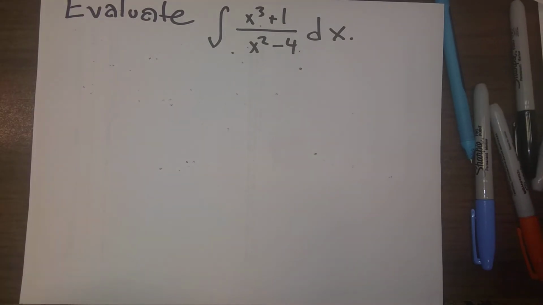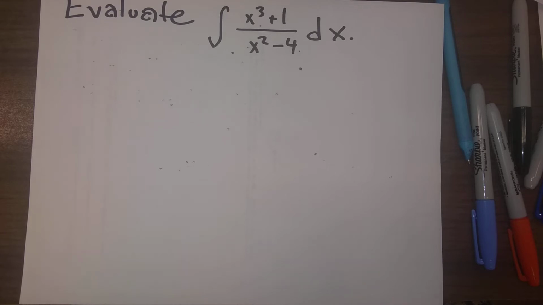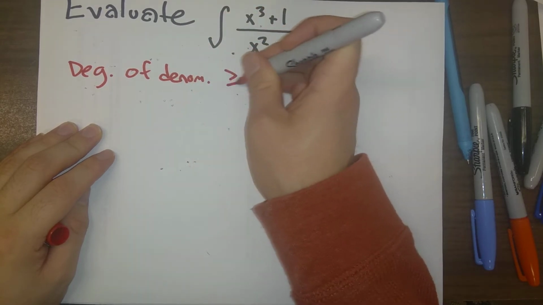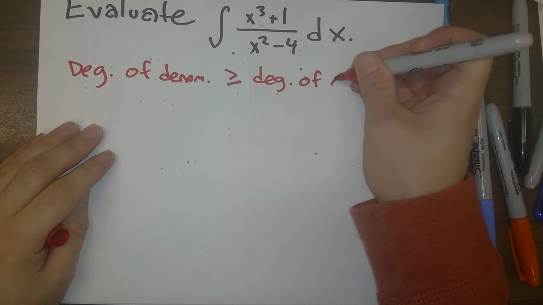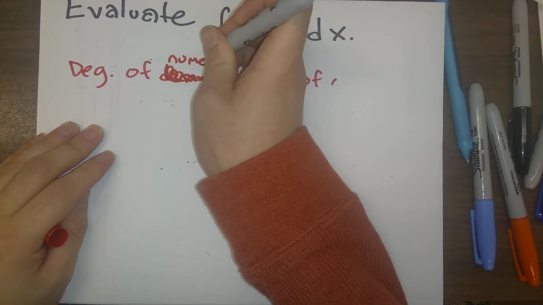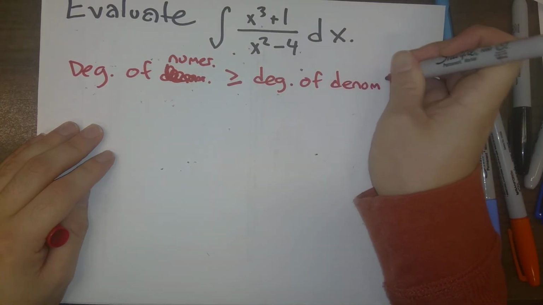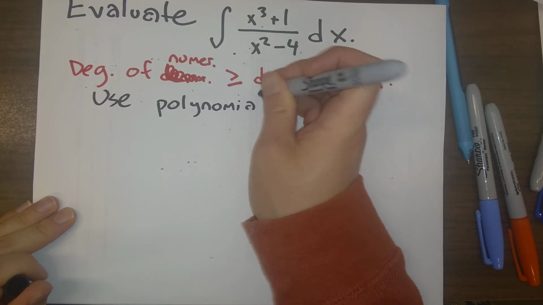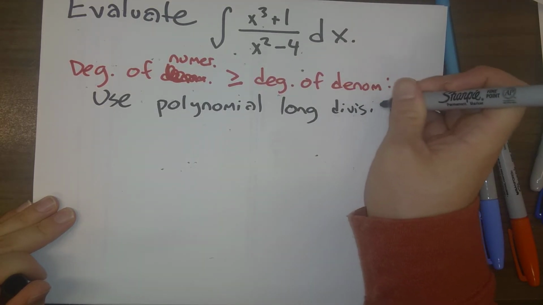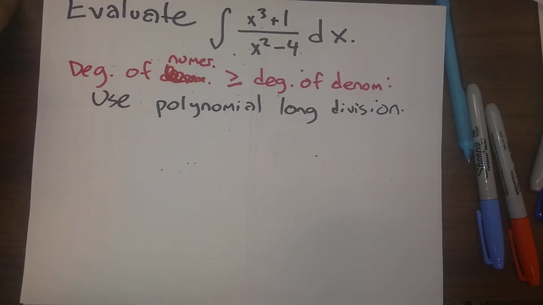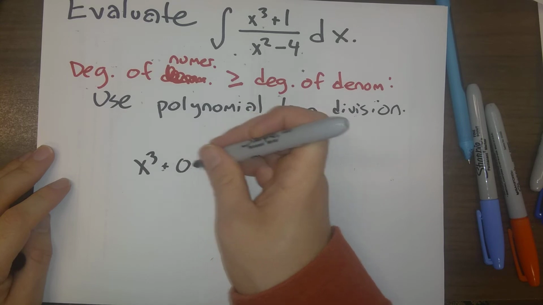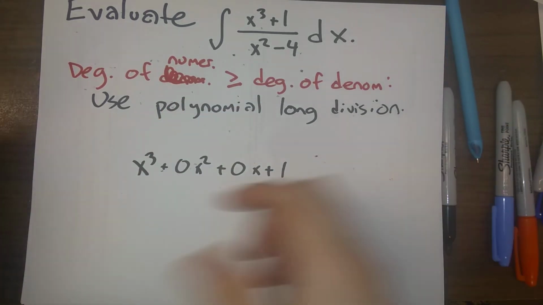And so for this problem, we have to use polynomial long division. So here, the degree of the numerator is greater than or equal to the degree of the denominator. I got that messed up. And so we are going to use polynomial long division, a throwback to high school algebra. So what we're going to do, we need to divide x cubed plus 0x squared plus 0x plus 1.